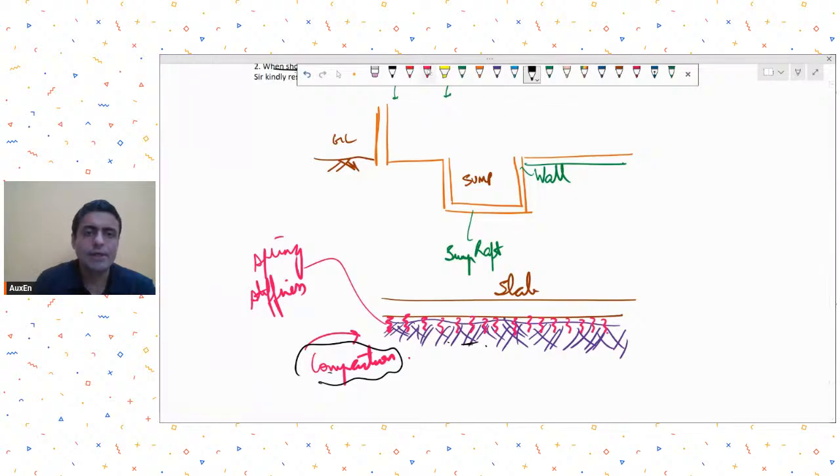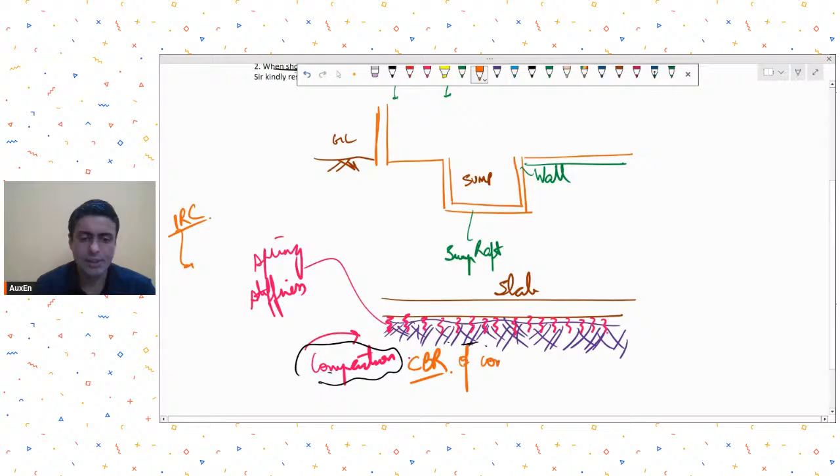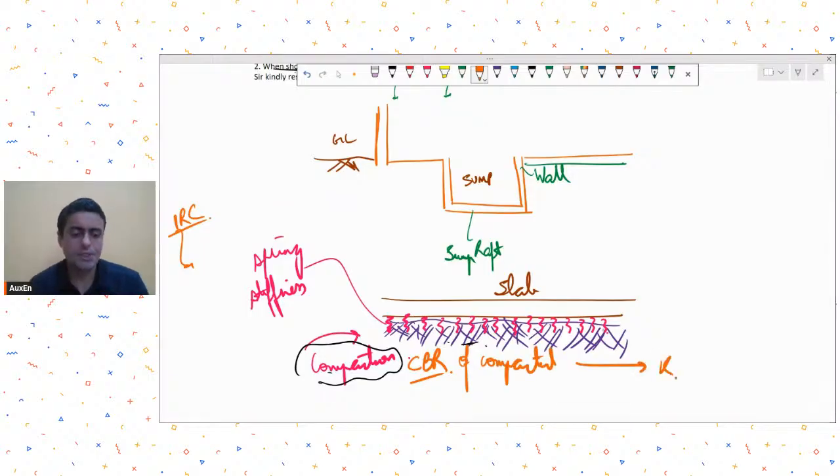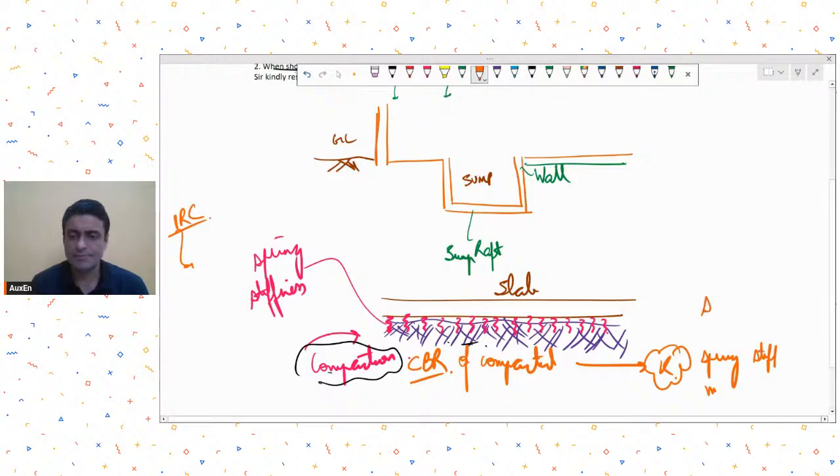Depending on that, even if you refer to some IRC codes, they follow a similar methodology where they say that you find out the CBR value, California bearing ratio, of the compacted soil. From this CBR, they give a relationship between the CBR and the K value, or the spring stiffness that you can adopt, or the subgrade modulus, so to say. Spring stiffness or subgrade modulus.